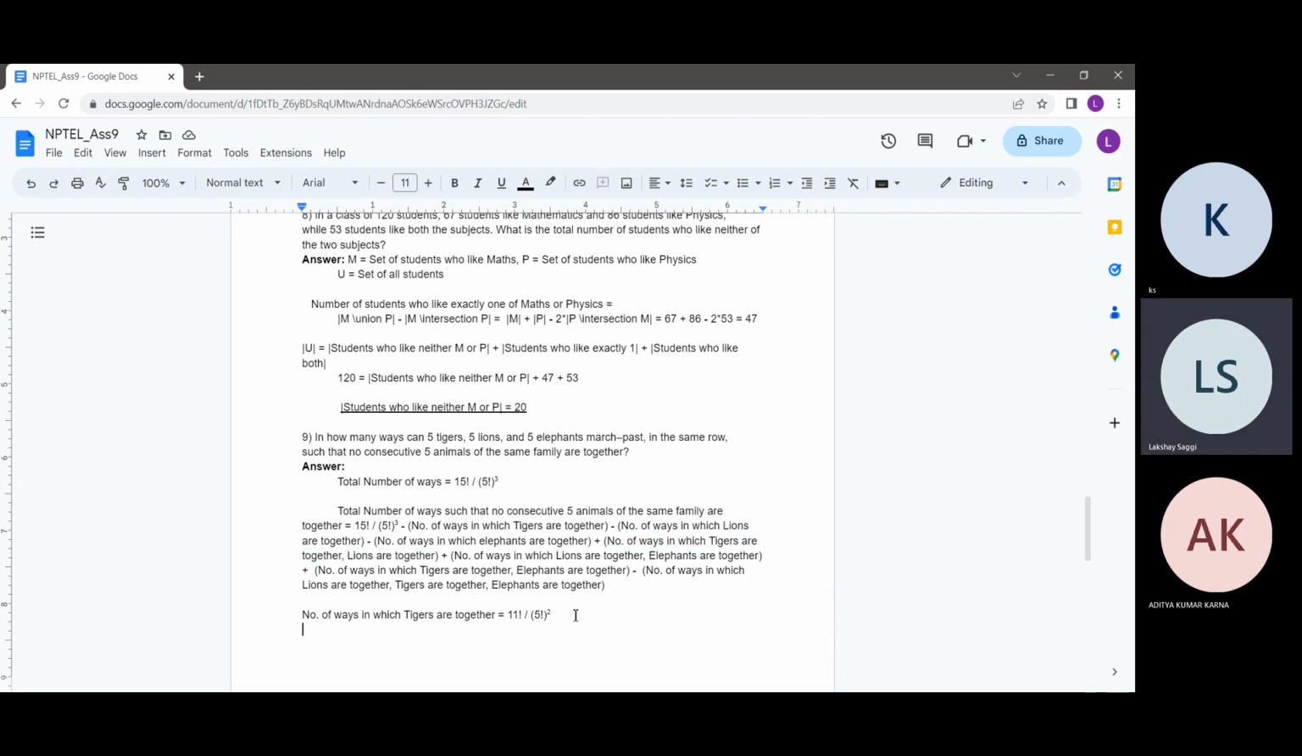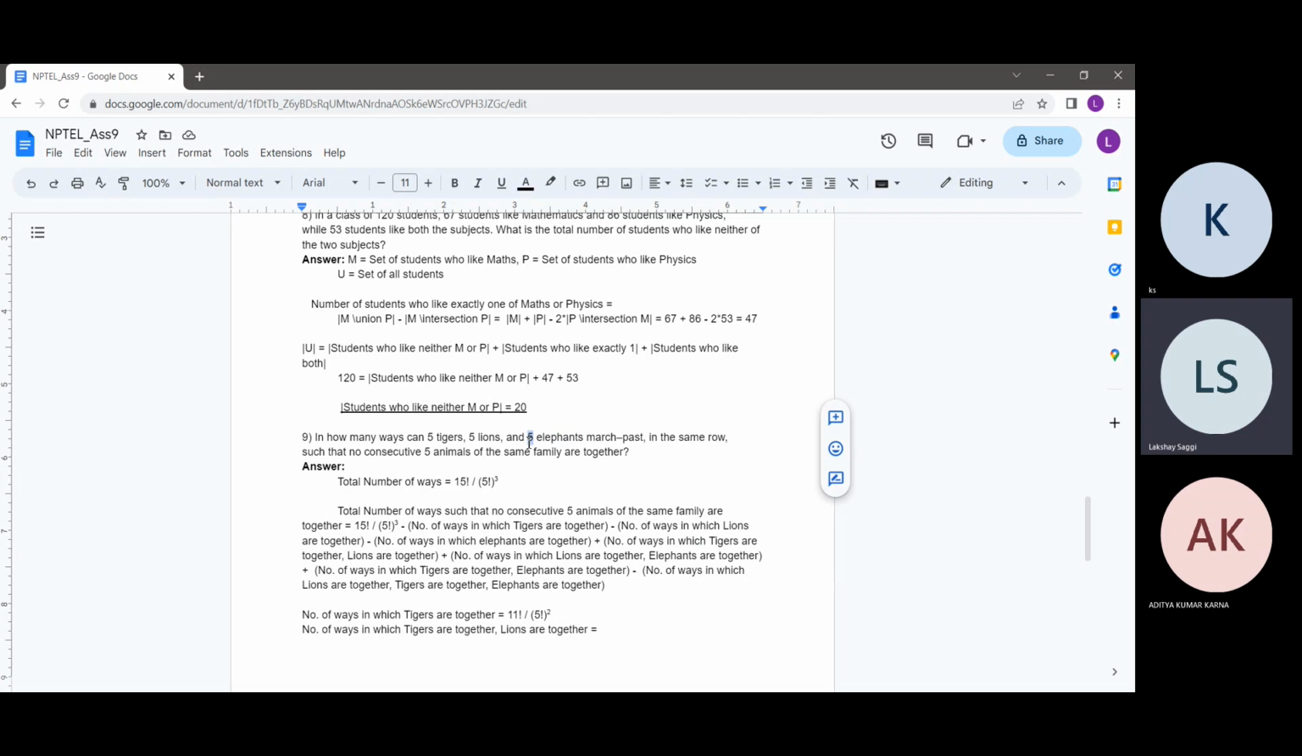So now to calculate this value, number of ways in which tigers are together, lions are together. So in this, what we are doing, 5 tigers are together and these 5 lions are together. So these can again be taken as 1 sets each. So and now 5 elephants can be permuted in any ways.